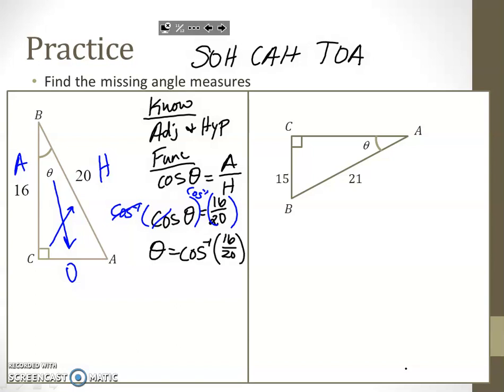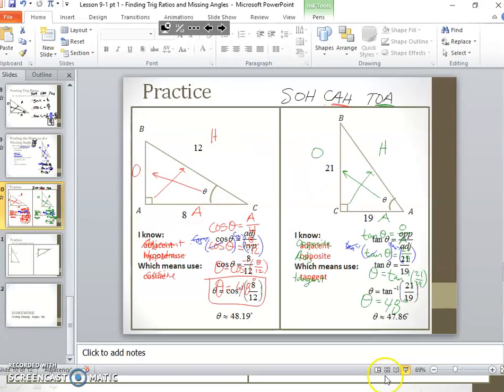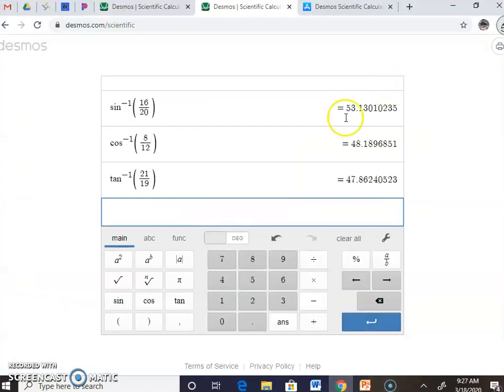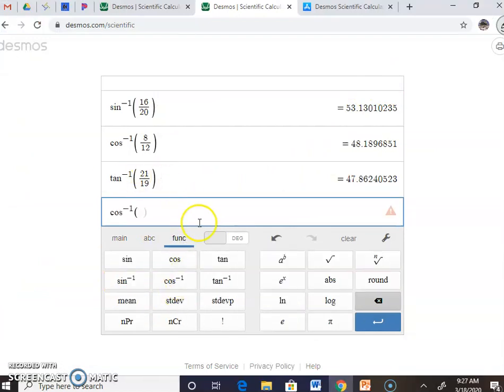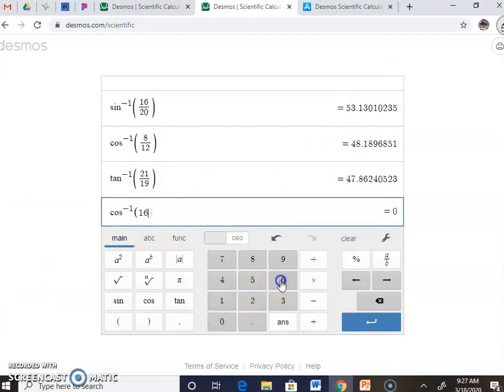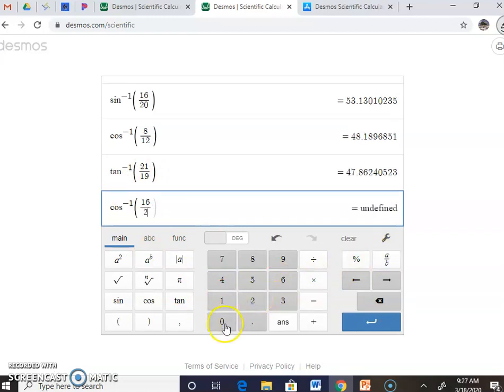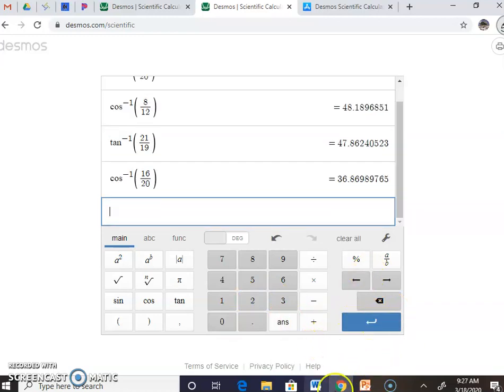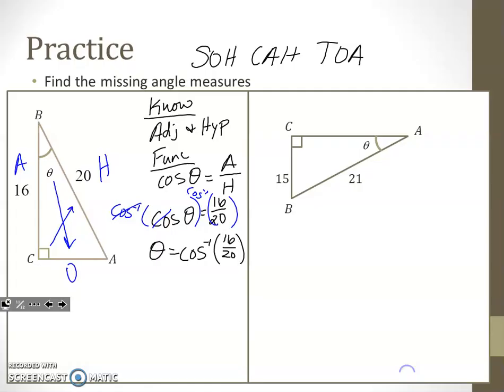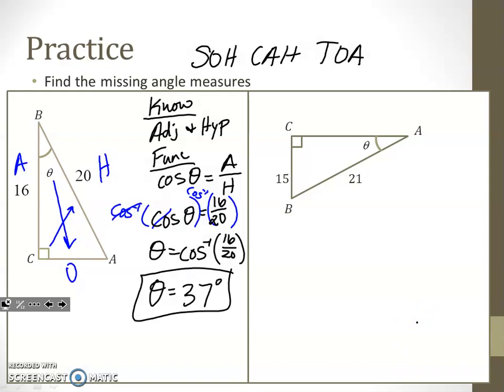I'm going to go to my scientific calculator to help me figure out what that is. So function, cosine negative 1, back to our main, 16 over 20. It gives me 36.8. So 36.8, I would round that up to 37 degrees. So you should have gotten 37 degrees on that one.